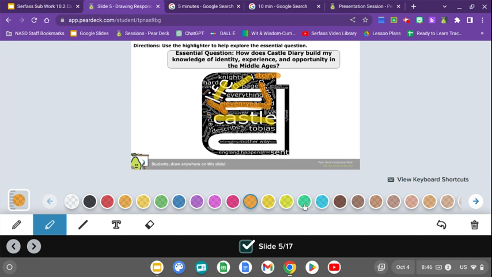Now I'm going to switch it over to greenish, and I'm going to get some of the other words that are sticking out to me, right? How does Castle Diary build my knowledge of identity? Well, if you want to be a knight, you're going to have an identity about that job, right? And we're going to learn a very important word about knights today. We're going to learn how knights live, the code that they live by, and how sometimes that code can put them in a hard spot.